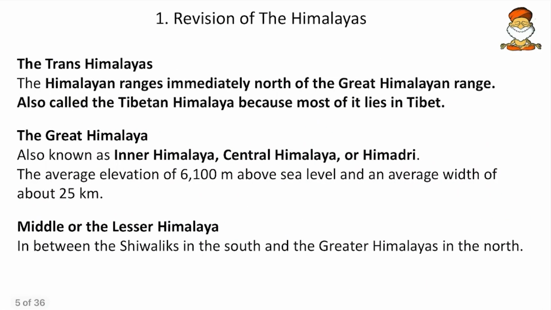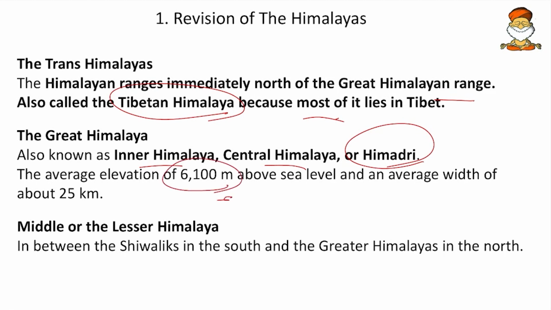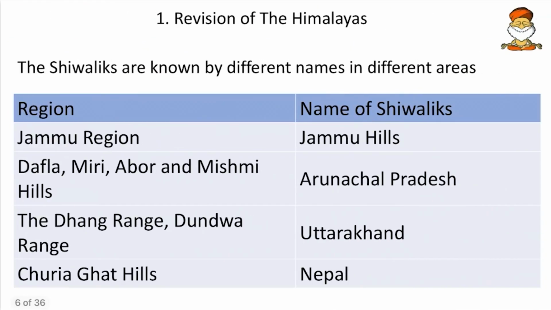And then coming to next, the Trans Himalayas, the Himalayan ranges immediately north of the Greater Himalayan range. It is also called the Tibetan Himalayas because it lies in Tibet. And then the Great Himalayas, also known as Inner Himalaya or the Central Himalaya or Himadri, the HD one. The average elevation is 6,000 meters above sea level and the average width is 25 kilometers. Then the middle or the Lesser Himalayas, in between Shivaliks in the south and Greater Himalayas in the north, and then comes the Shivaliks.